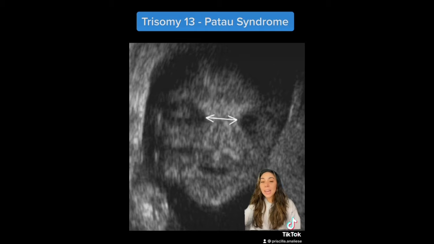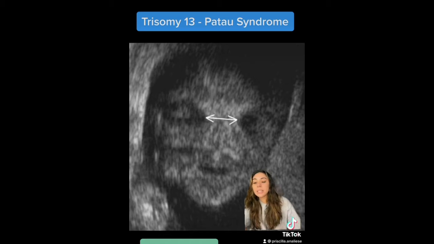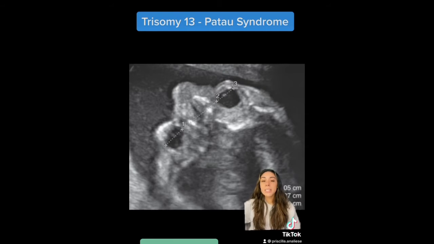So the next physical feature of trisomy 13 is hypotelorism, which is just an abnormal decrease in the distance between the two eyes. As you can see here on ultrasound, that is exactly what is shown in this image here. Here is another image as well, showing how we would measure the abnormality, putting calipers on each eye socket as well as the distance between each eye socket.